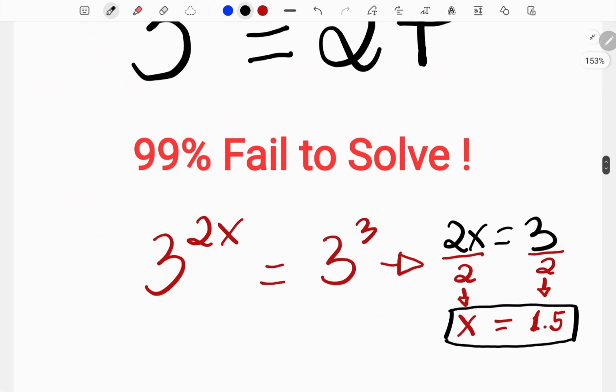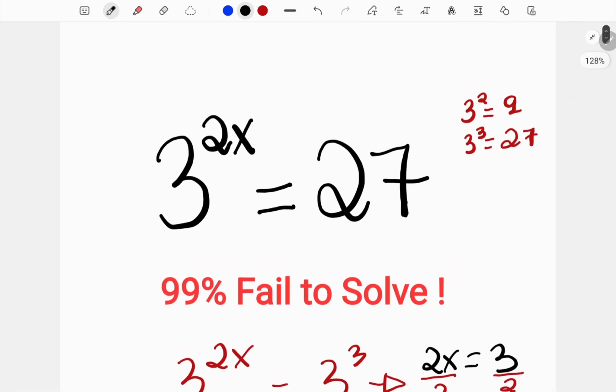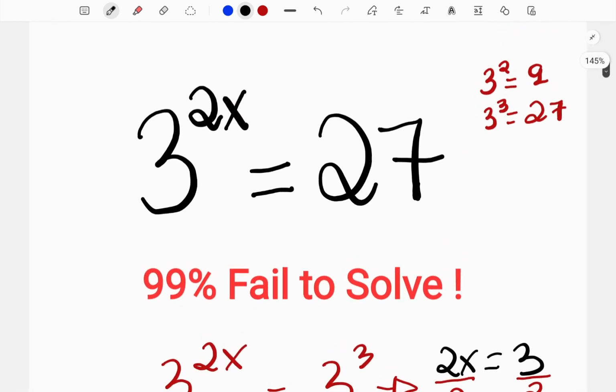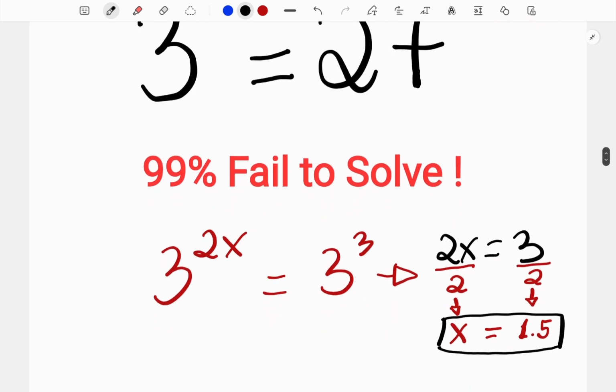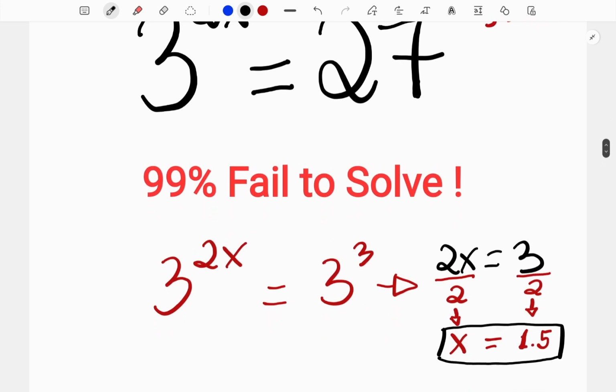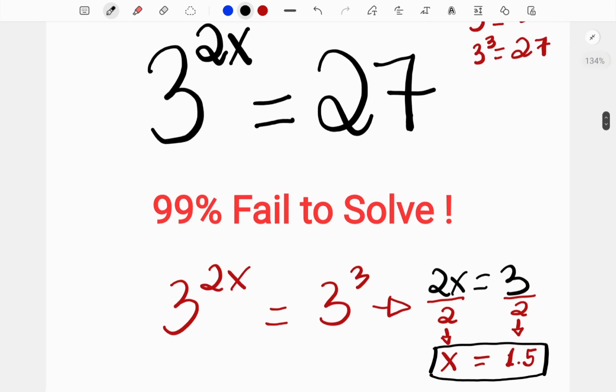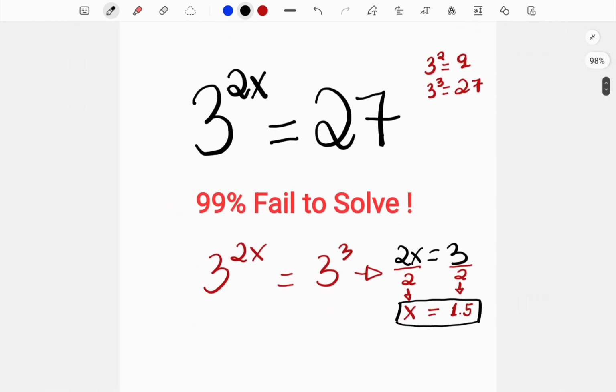First, we identified that 27 can be written as 3 raised to the power of 3. Then, we rewrote our original equation in this way. This led us to conclude that the exponents should be equal, allowing us to write a simpler new equation. Finally, we solved this equation to find that x equals 1.5.